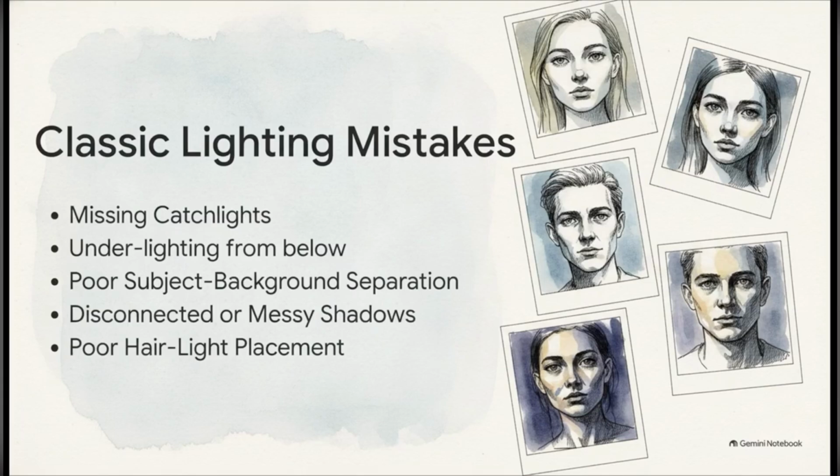Photographer Jake Hicks makes a great point. The absolute fastest way to elevate your craft is actually by fixing the errors you might not even realize you're making. He outlines 5 classic mistakes that separate a basic snapshot from a truly professional image. We're talking about missing catch lights, underlighting from below, poor subject-to-background separation, disconnected or messy shadows, and poor hair light placement that just spills awkwardly onto the face and creates a huge visual distraction.